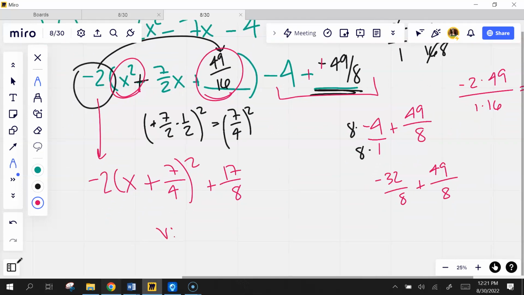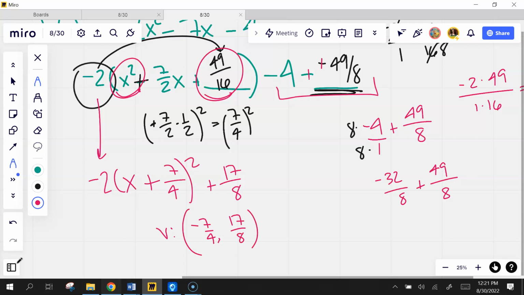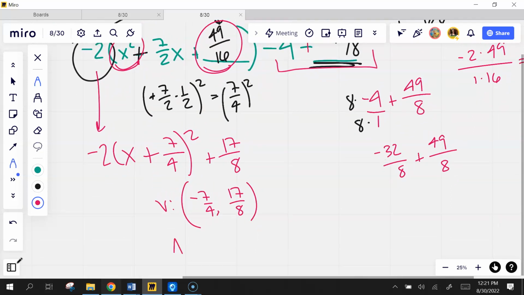So the vertex here would be negative 7 over 4, 17 over 8. Opposite sign, same sign. And the axis of symmetry would be x equals negative 7 over 4. What else? That's it?